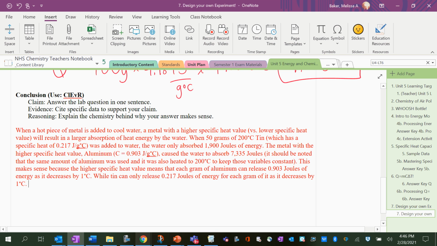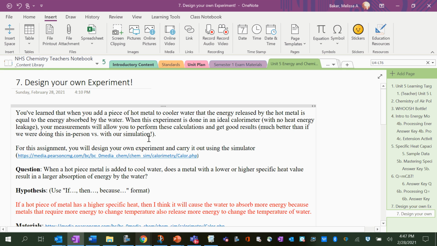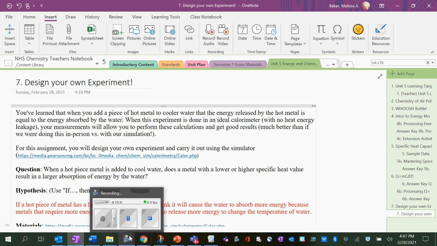That's the chemistry behind it. We haven't learned specifically why. For whatever reason, still unknown at this point in our learning, aluminum is more efficient at releasing energy than tin. There we go. I feel like that was more painful with my switch in it, but hopefully that helps you out.